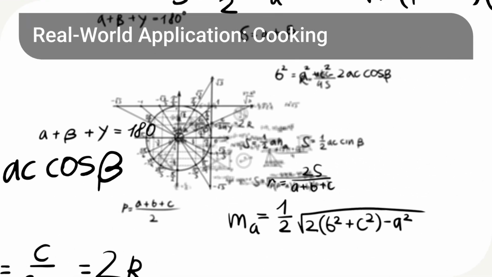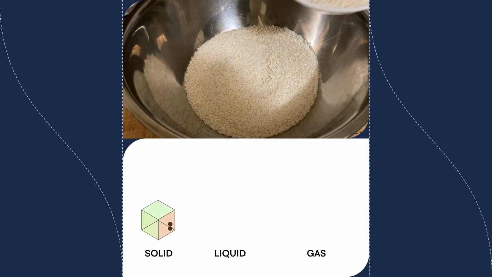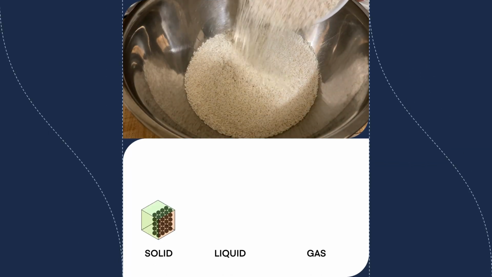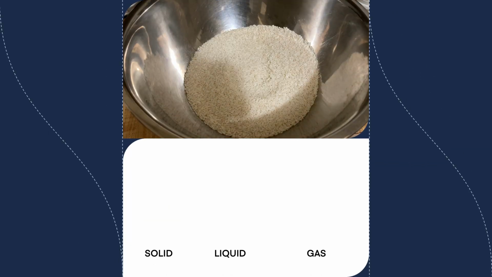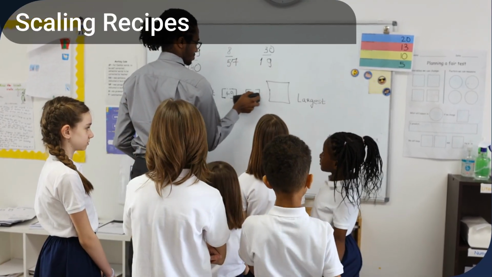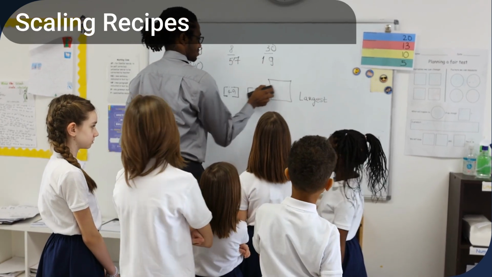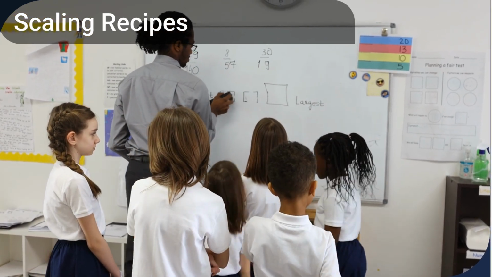Ratios are incredibly practical, especially in cooking and baking. A common cooking ratio is for rice: 2 cups of water for every 1 cup of rice. That's a 2 to 1 ratio. This ratio allows you to easily scale your recipe. If you need 4 cups of rice, you know you need double the water, 8 cups. The ratio remains 2 to 1.